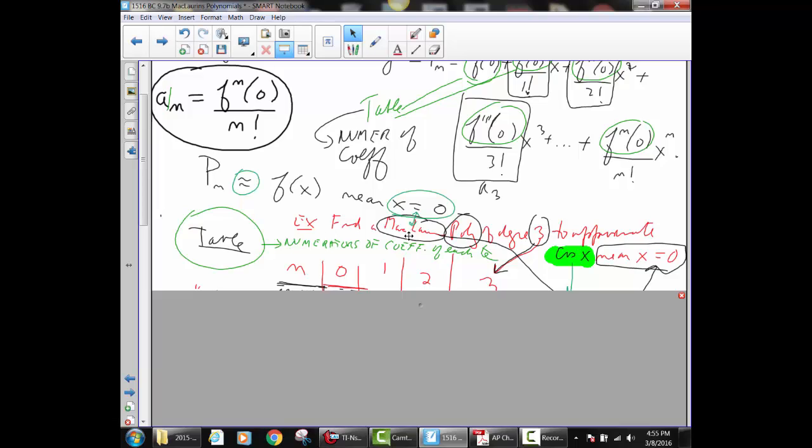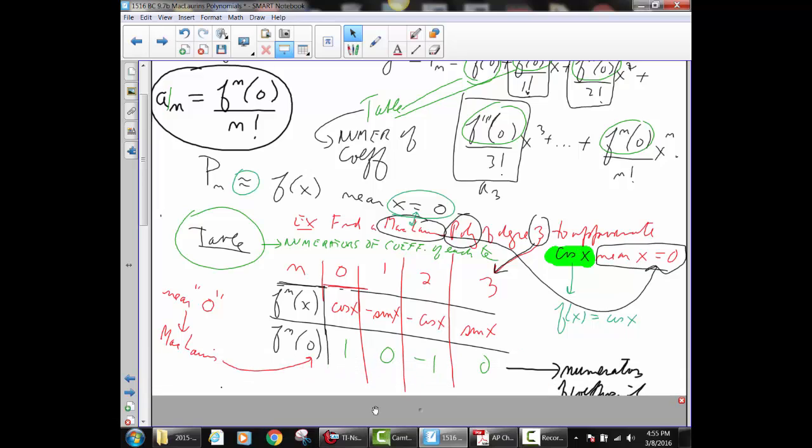So here's an example. Find a Maclaurin polynomial of degree 3 to approximate cosine of x near x equals 0. Okay, so here's how the table is going to work. You're going to start with 0, 1, 2, 3 because you want to go to degree 3. You're going to have your nth derivative at x. So your 0th derivative means your original function, cosine of x. Then it's the first derivative, second derivative, third derivative. What you'll notice is the derivative of cosine is negative sine, the derivative of negative sine is negative cosine, the derivative of negative cosine is positive sine, and then it starts to repeat itself.